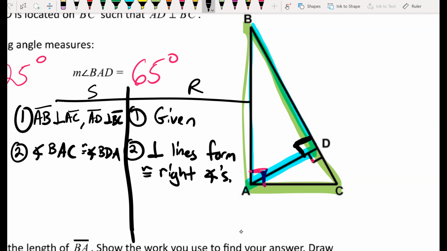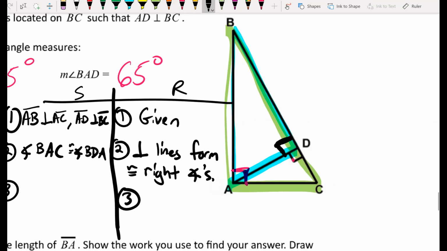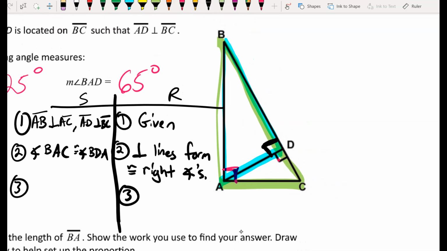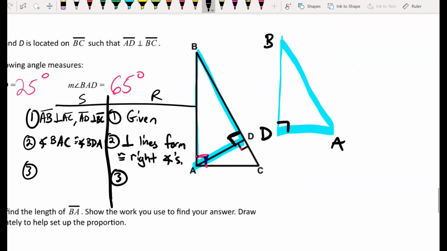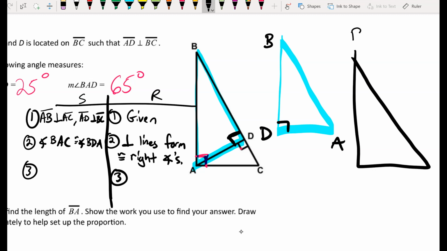All right, I've already got one angle. I just need one more. So this might be a little bit hard to see because of the way these triangles are labeled. So I'm going to separate these. I'm actually going to redraw that blue triangle over here, and it might be more obvious. I've got B up there, D is my right angle, and A's over here, and then my largest triangle, which is just a little bit bigger than that, is triangle BAC.